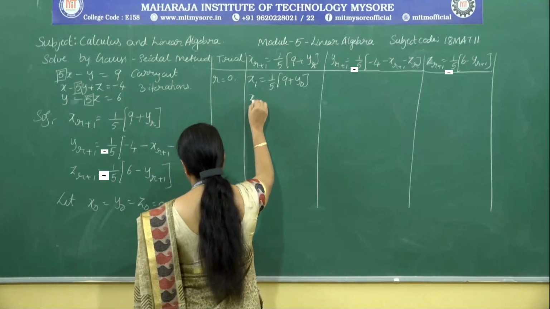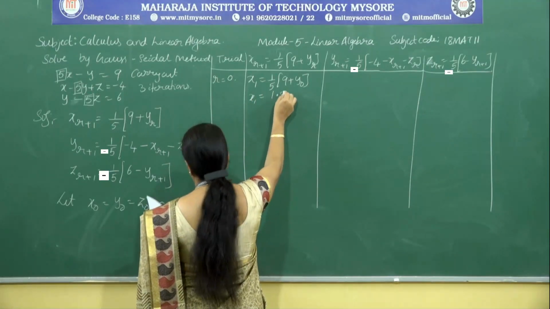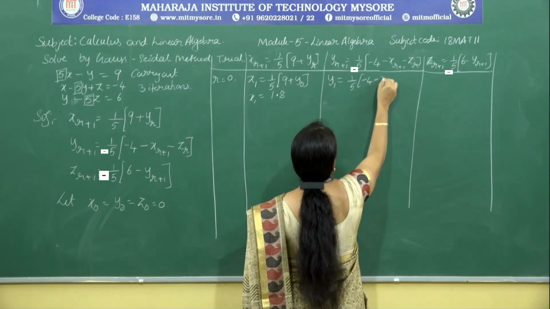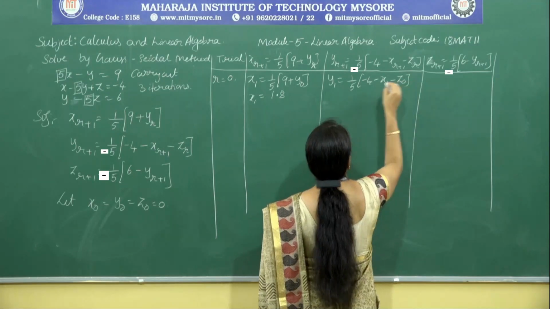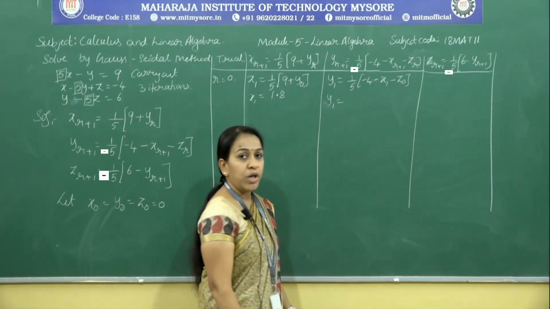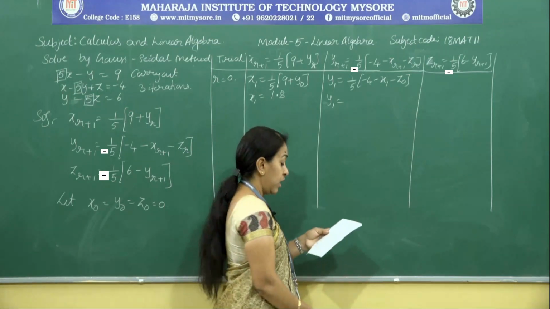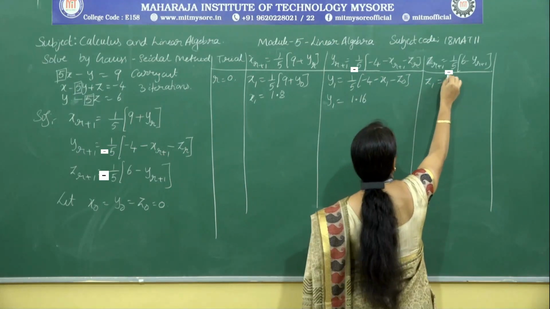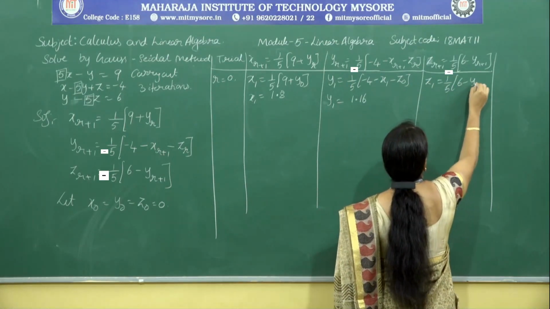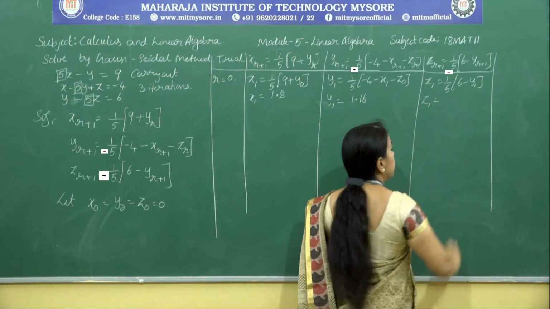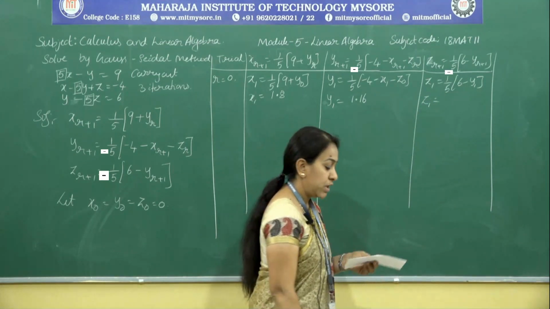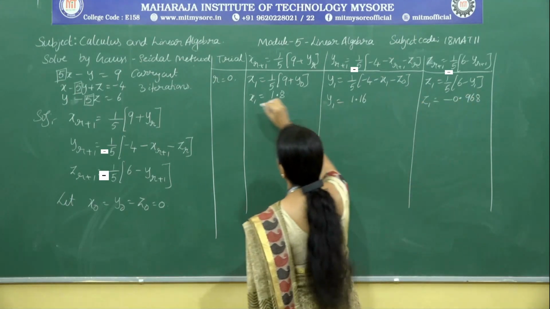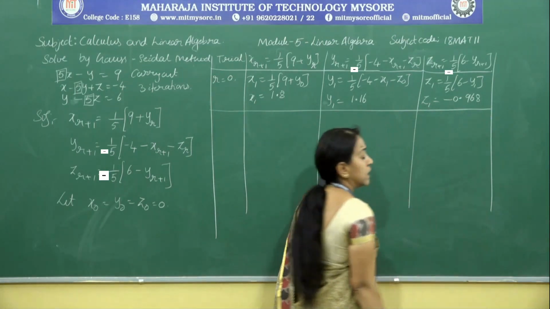So that gives 9 by 5. So your x1 is 9 by 5, value 1.8, and y1 is 1 by 5 into minus 4 minus x1 minus z naught. If I put the corresponding x1 and z naught value, what is our y1? y1 is 1.16, and the last one, z1, is 1 by 5 into 6 minus y1. If I put the corresponding y1 and calculate our z1 value, it is minus 0.968. So that completes our first trial.